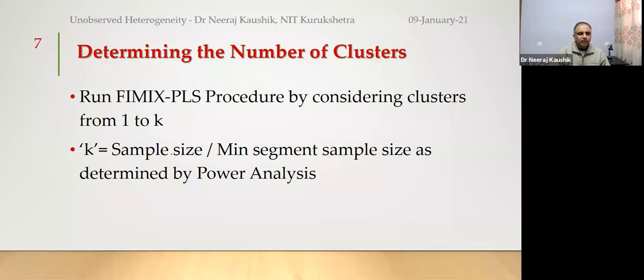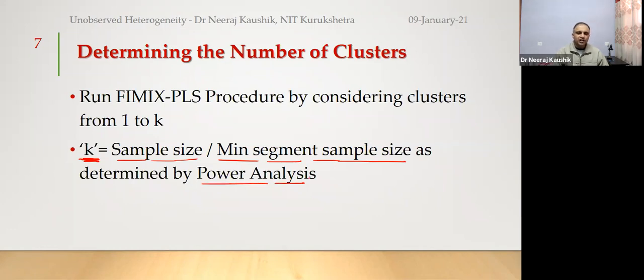We have a method for that. We will calculate the K. What is the value of K? K means the maximum number of segments, the number of clusters I will check for. How do we find K? K is the sample size divided by the minimum segment size required by the power analysis.